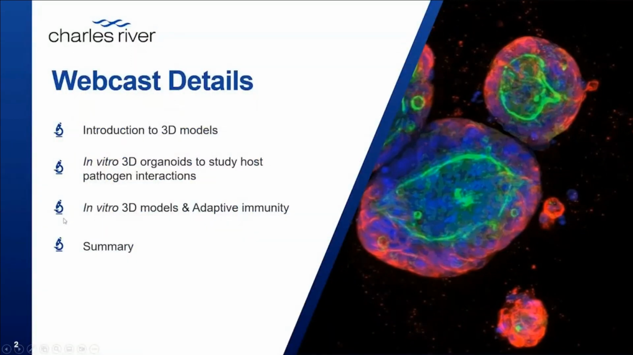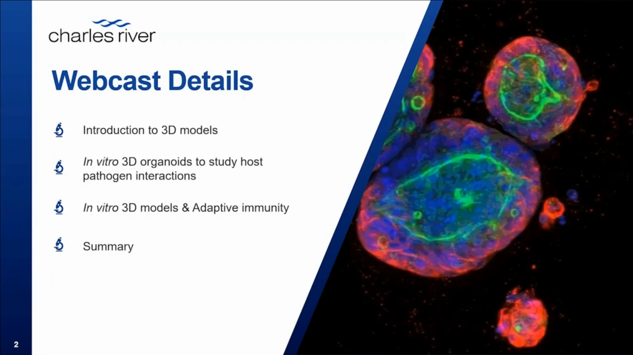So we'll start off with 3D models and how these can be positioned in drug discovery programs. And we will give particular attention to the cell source. That is one of the key components to build complex in vitro models. So in this regard, we will discuss the use of organoids, and in particular gastrointestinal organoids, to study the host-pathogen interactions. And I'll give you a few examples of how this tool can be really powerful to study antimicrobials.